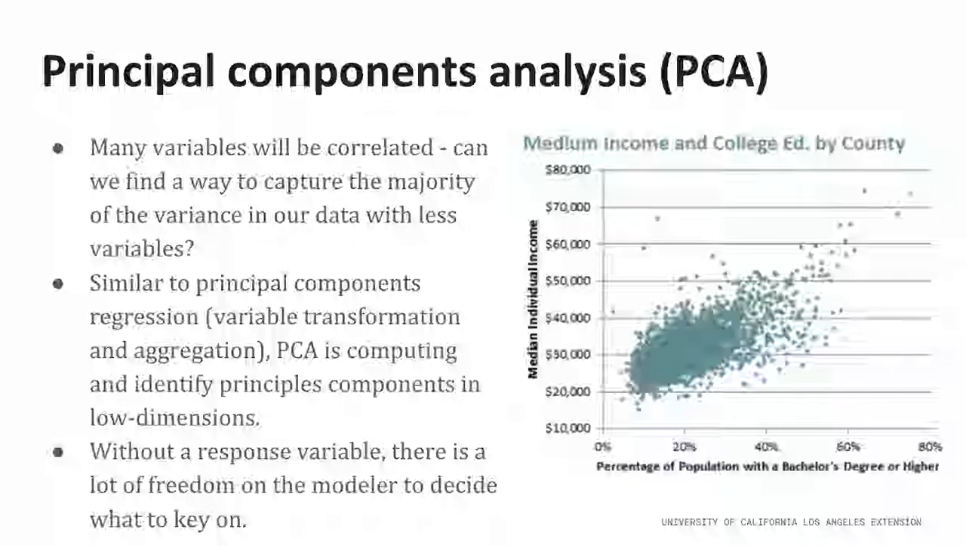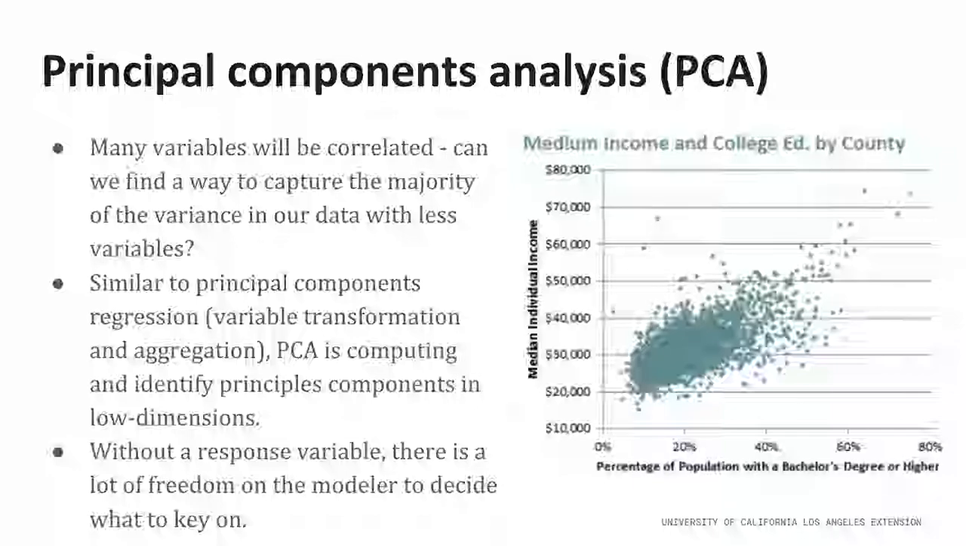And we saw this earlier when we were looking at feature engineering and feature reduction techniques. So we saw this with principal components regression, where we were taking a lot of variables, transforming and aggregating them, and then producing a regression on those transformed and aggregated variables. And PCA is kind of doing the same thing. It's looking at all your variables and then trying to say, is there some primary themes or components or group of variables that can be re-represented in lower dimensions?